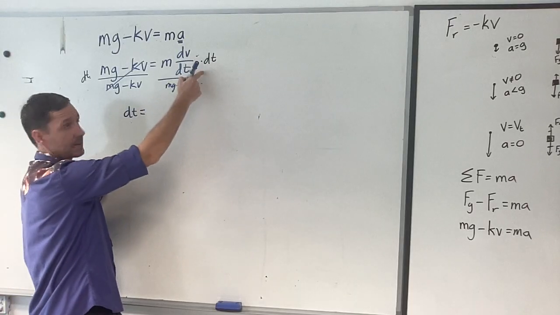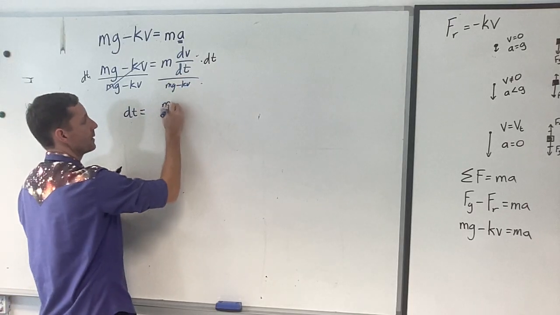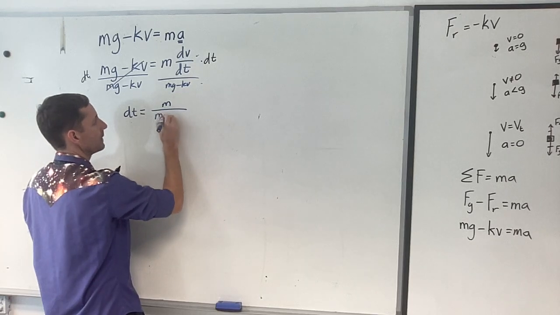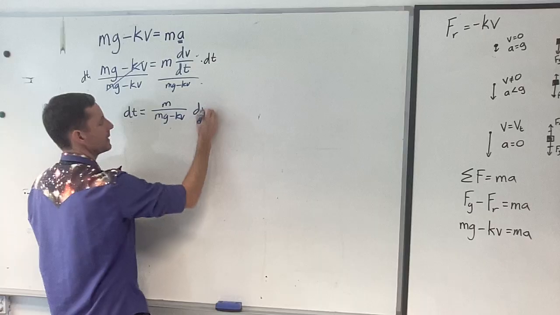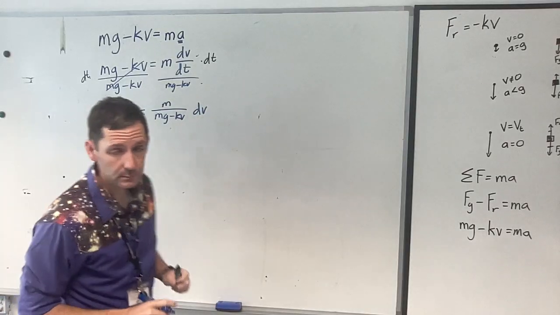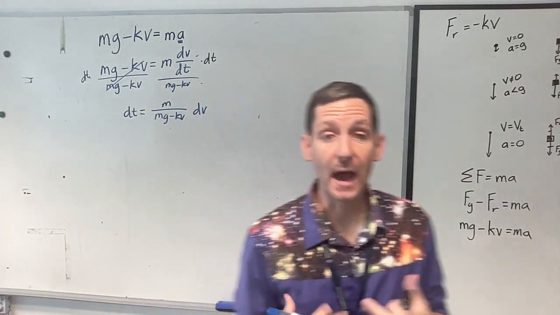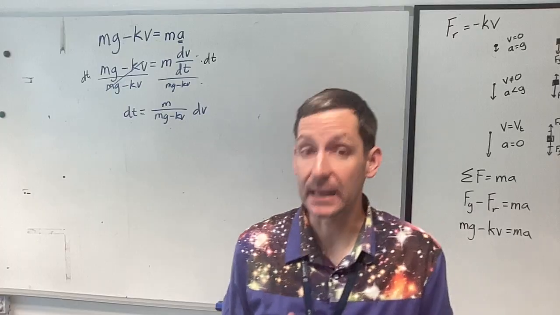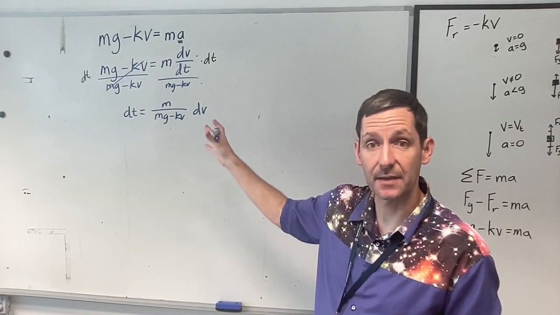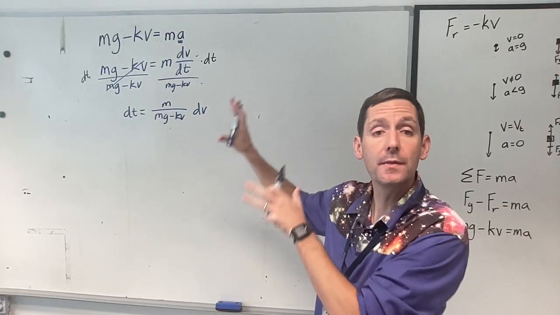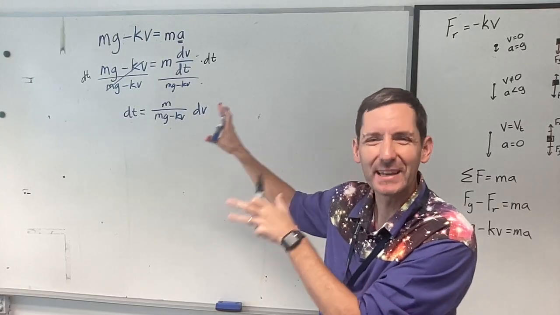And then over on this side, I'm going to have m over mg minus kv, and then it will be dv. Right? Now, with that, I'm now ready to take the integral. Now, I understand that this is not something you've done in calculus class yet. That's why we're over on this board. This will not be required of you yet.